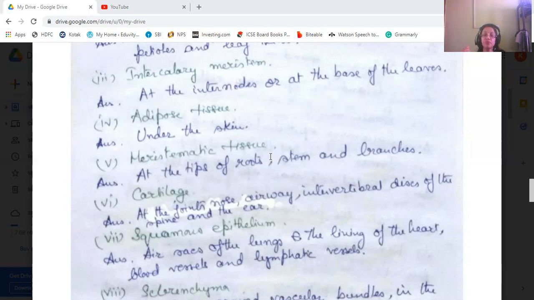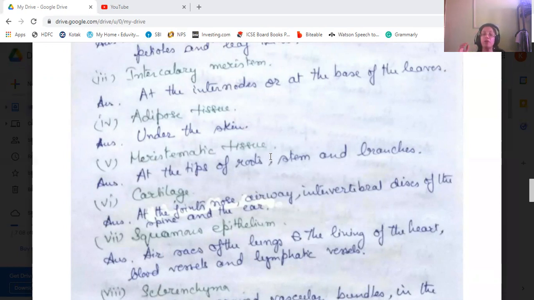Then cartilage is found at the joints, then at the nose, airway passages, intervertebral discs of the spine, and the ear. Mainly what we can feel outside our body is our nose and our ear. These are made up of cartilage. But internally also they are found at the joints, intervertebral discs of the spine, and also the airway passages.